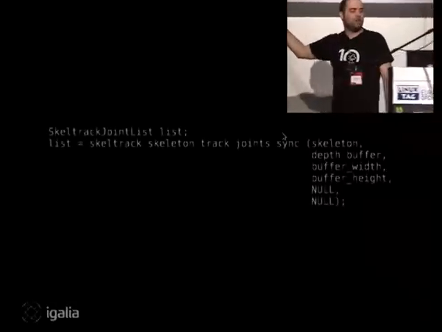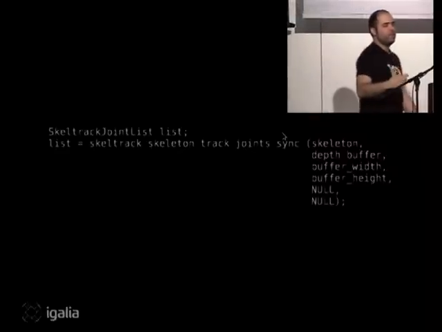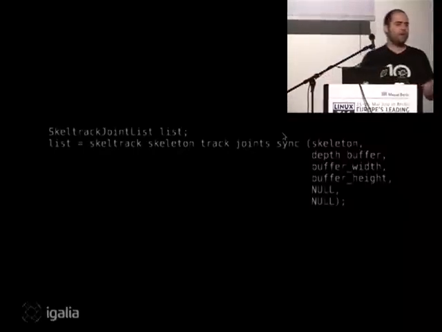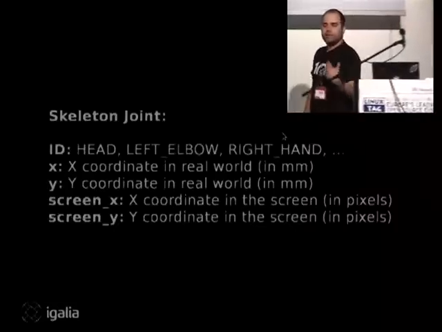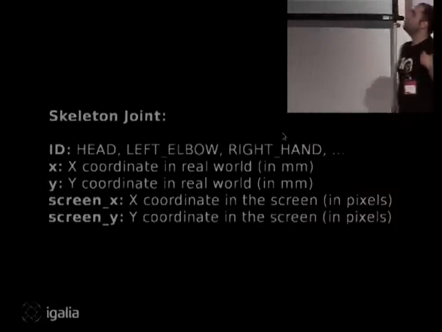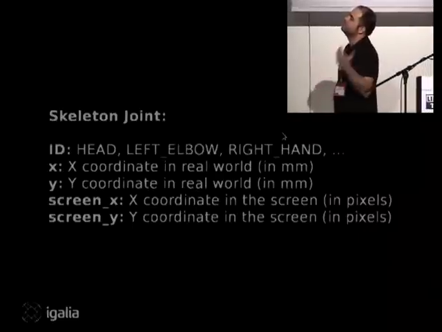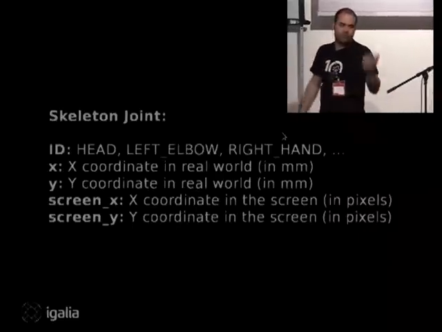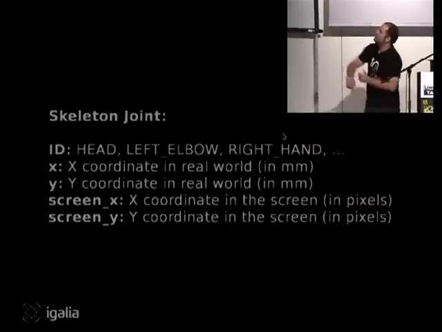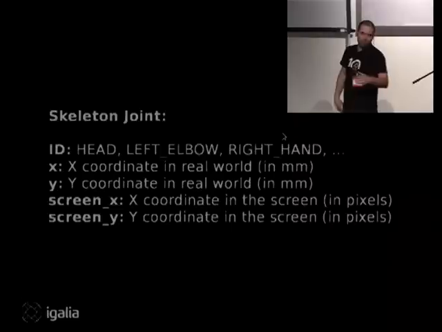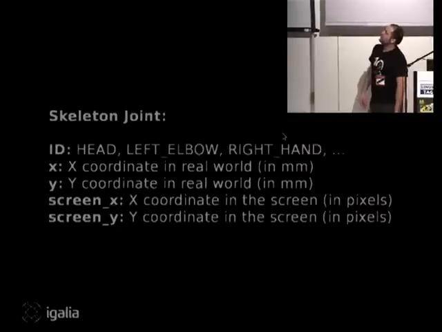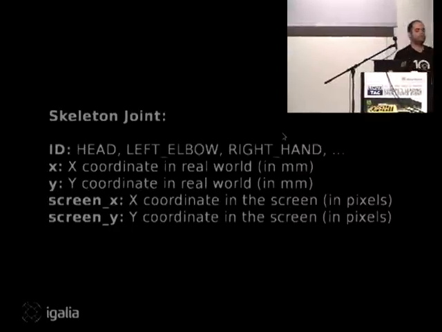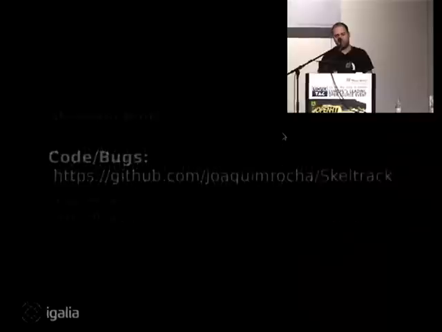So we also have a synchronous API, with which, with just this call, you can do skeleton tracking. This is good for offline processing. There is a Greek company that is using the synchronous API. So a skeleton joint currently has these variables. It has an ID to identify if it's a head, a left elbow, right elbow. It has an X and Y coordinate in the real world in millimeters. And it has a screen X and screen Y coordinates, which is in pixels because you might want your values in pixels to draw something on screen.